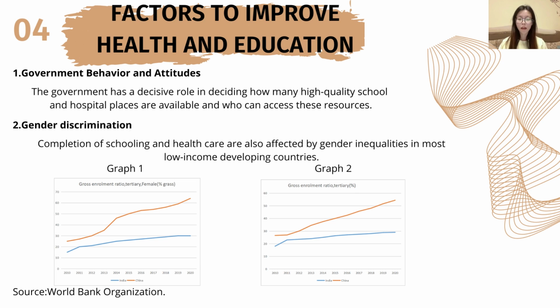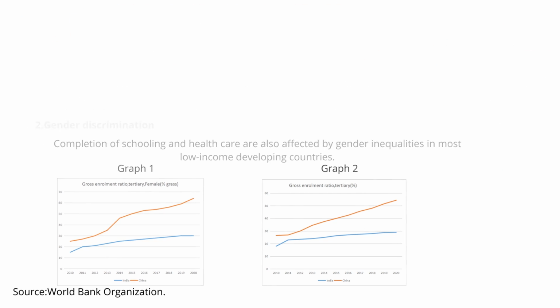And then I think gender discrimination is also an important factor affecting education and health. We can see from graph 1, the Chinese female gross enrollment rate was higher than India's, nearly twice as high. Graph 2 showed that the Chinese higher education gross enrollment rate was also nearly twice that of India. Female and nutritional states account for 4% of all deaths, compared with 24% in India. So gender is also a key factor in improving education and health.